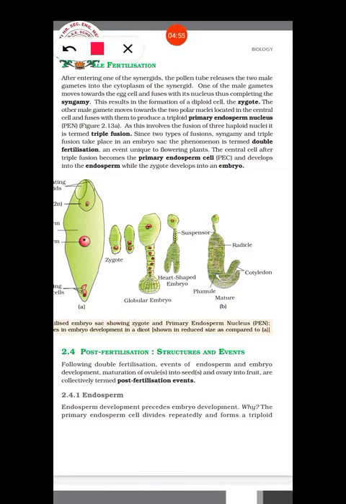Triploid means what? How many sets of chromosomes are there in them? 3 sets. Okay, the triploid primary endosperm nucleus will form, or PEN. As this involves three haploid nuclei, it is known as triple fusion. Triple fusion. Listen very carefully. There are two types of fusion. One is syngamy and the other is triple fusion. Likewise, two types of fertilization take place, and this phenomenon is known as double fertilization.